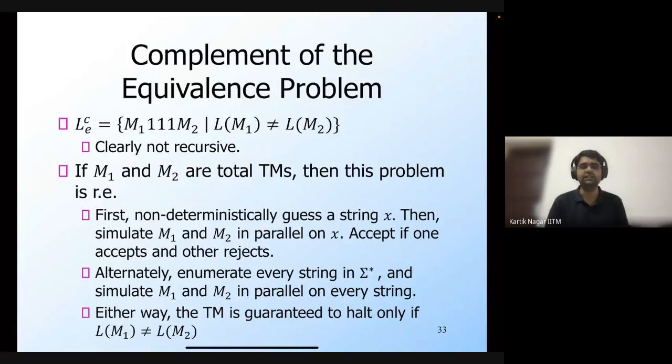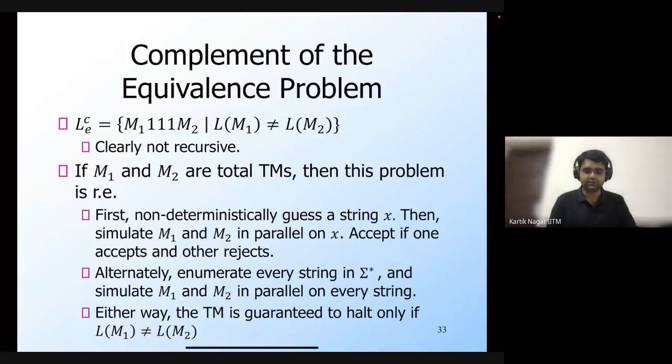if the language of M1 is not equal to the language of M2. But if it is not the case, which means that if the language of M1 is equal to the language of M2, then it is not guaranteed to halt. In fact, it will definitely not halt.